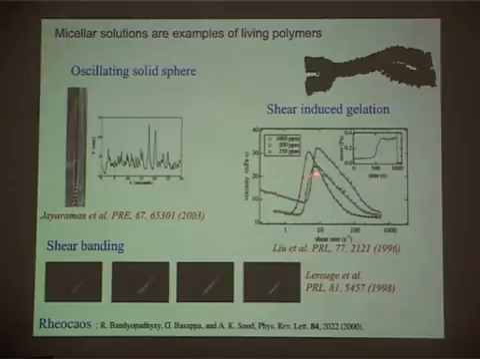And anyway, these systems are also known to show shear-induced gelation. Okay, so here is a graph from Liu et al. in 1996, where they show that as you increase the shear rate, you find the viscosity going up. Okay, this is the gelation point, and then there is a shear thinning at a higher viscosity. At very high viscosity it is always shear thinning, which is fine.